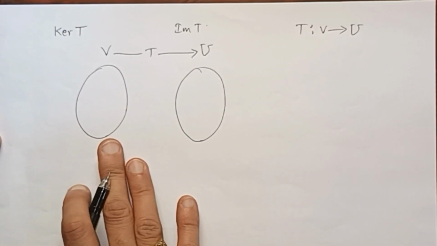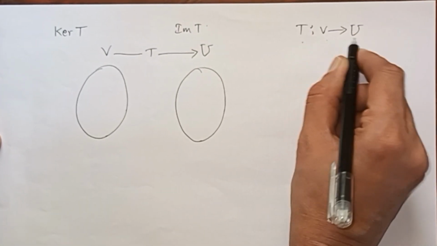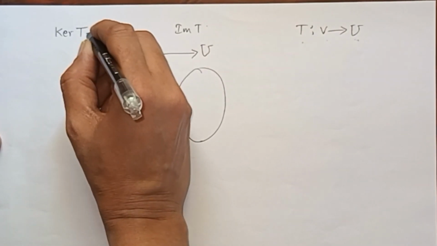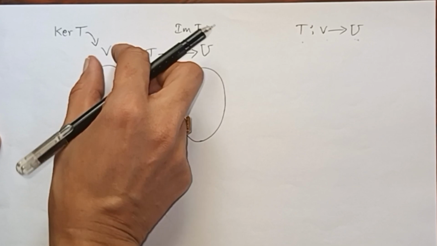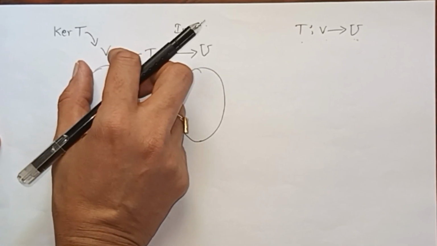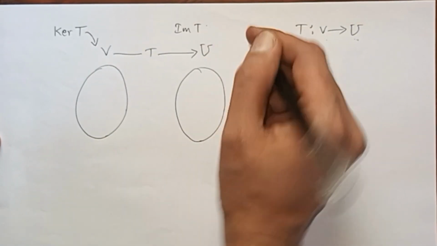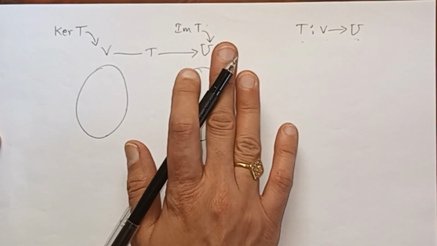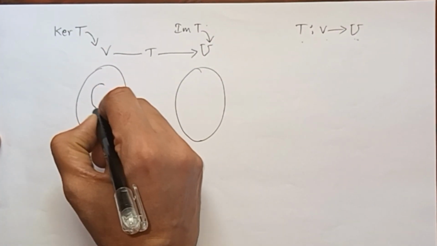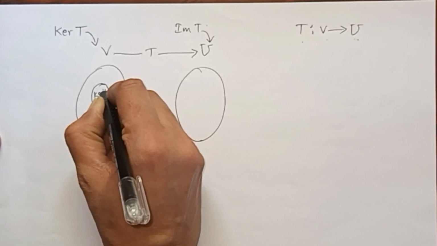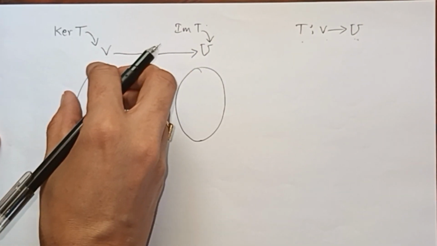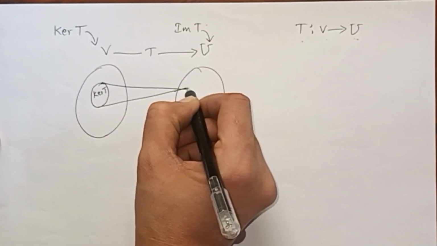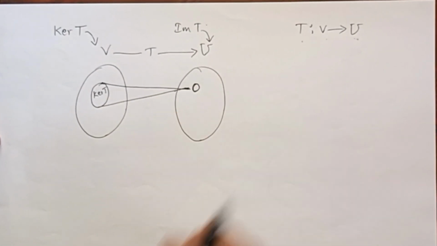See here, if T is a linear transformation from V to U, then the kernel of T will be a subset of this first vector space V, meaning the domain here. The image of T is a subspace of the second vector space, which is the codomain. So the kernel of T is a part of this vector space. You have to collect all those vectors which get mapped to the 0 of this second vector space.